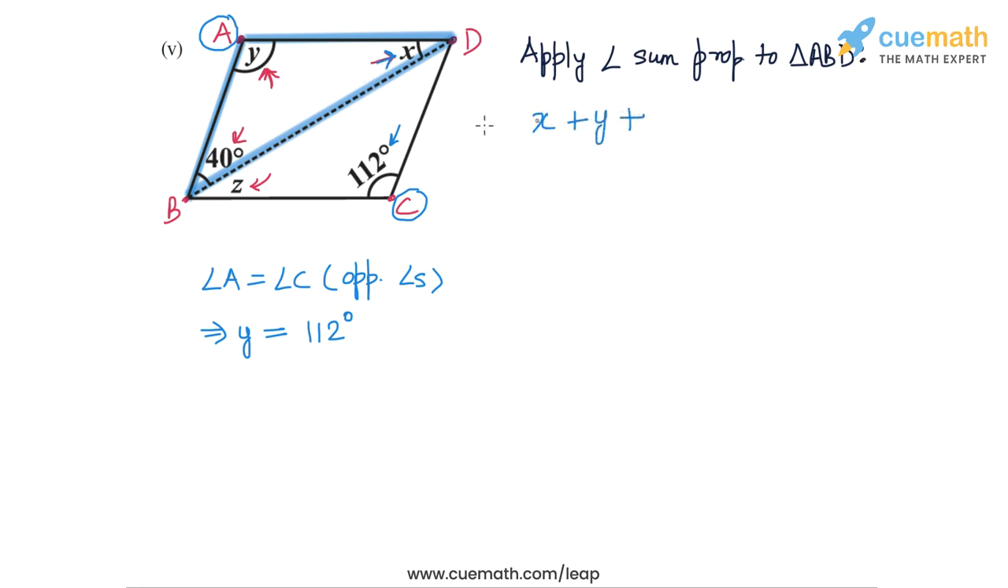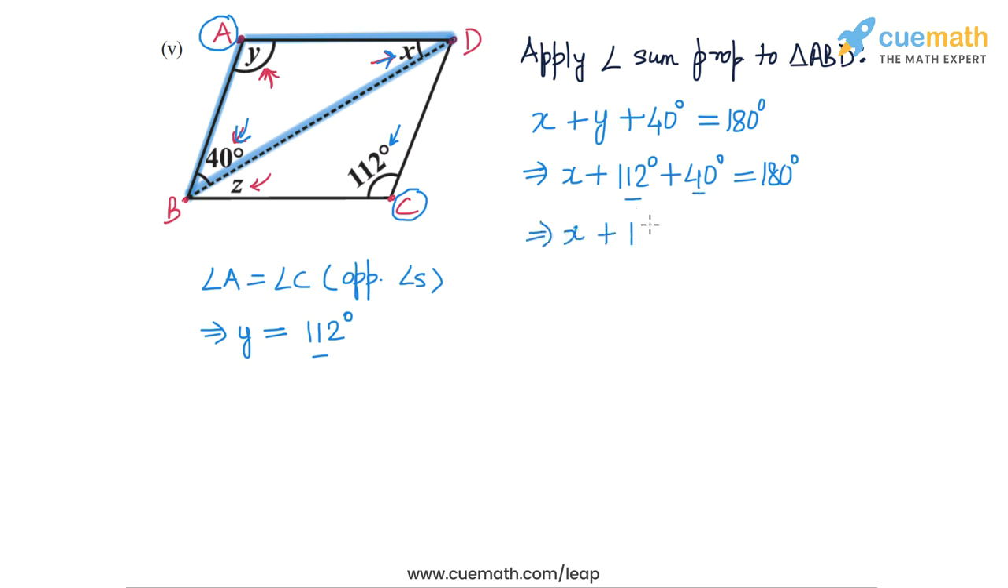So this is what we're going to do, and this will give us X, this angle ADB, plus Y, the angle at A, plus the third angle, which is angle ABD, which is 40 degrees. This must be equal to 180 degrees. So we have X plus the value of Y we calculated as 112 degrees, plus 40 degrees, is equal to 180 degrees. 112 plus 40 is 152. So we get X plus 152 degrees is equal to 180 degrees. And from here we get the value of X, 180 minus 152, and this will be equal to 28 degrees. So the value of X is 28 degrees.